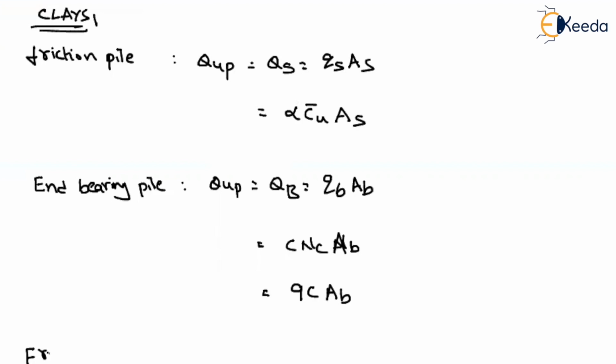Suppose it is a friction and end-bearing pile. Then the ultimate capacity of a pile can be written as the summation of Qs plus the summation of Qb. Now, by using these relations, we can find out the ultimate capacity of a pile in clays. In the next video, we will solve some problems based on pile capacity in clays. Thank you.